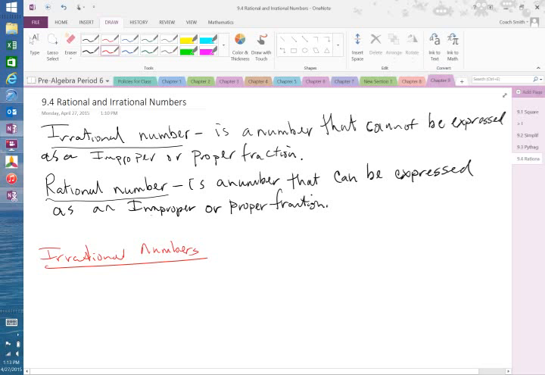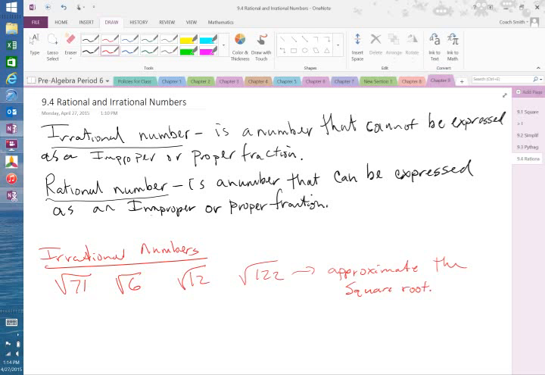An example of irrational numbers is the square root of 71. Or the square root of 6, square root of 12, square root of 122. What do all those square roots have in common? They're not perfect squares, and therefore all of these square roots have to approximate the square root. The reason they have to approximate them is because it is an infinite number. It means it's infinite.